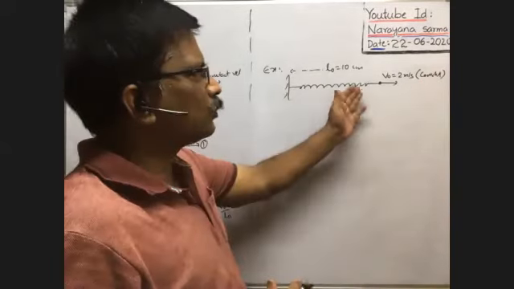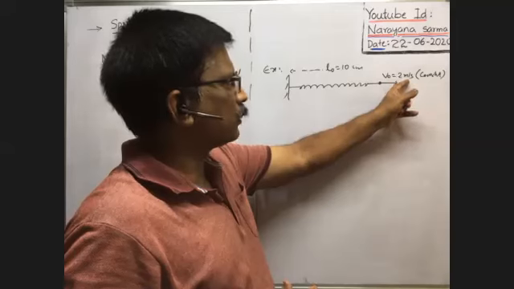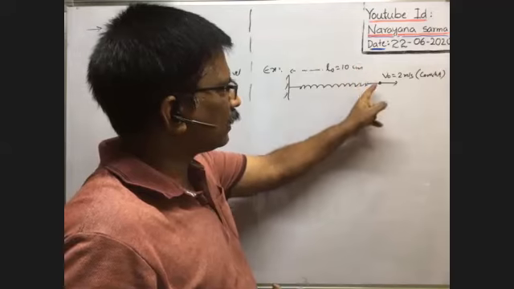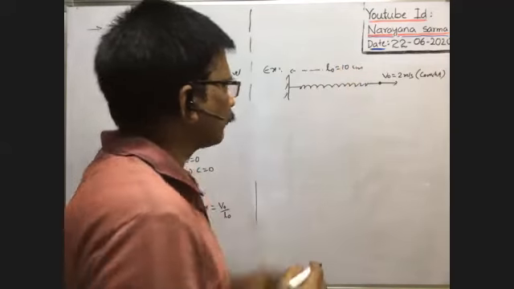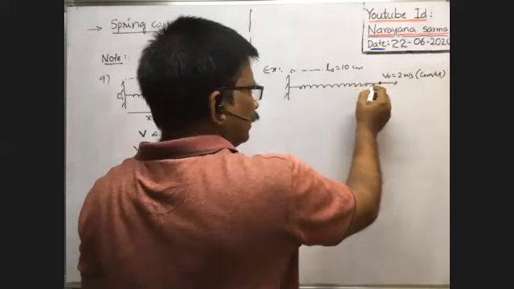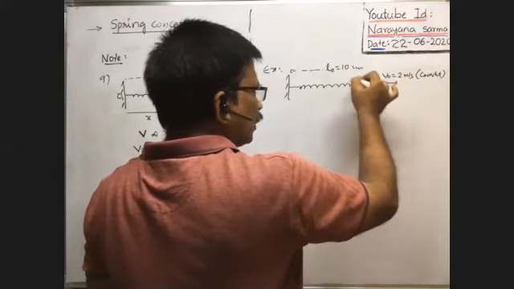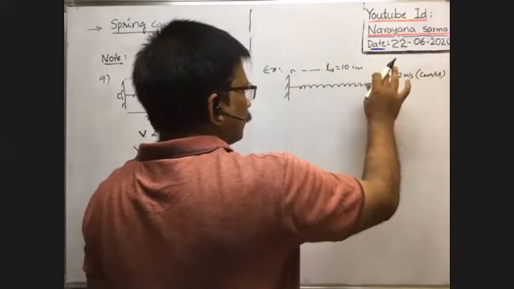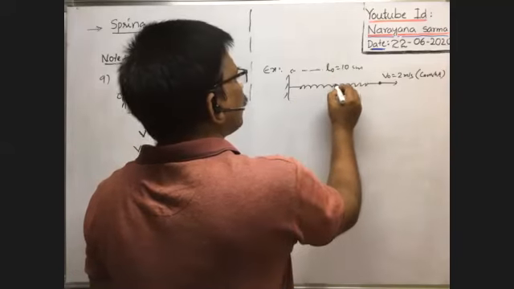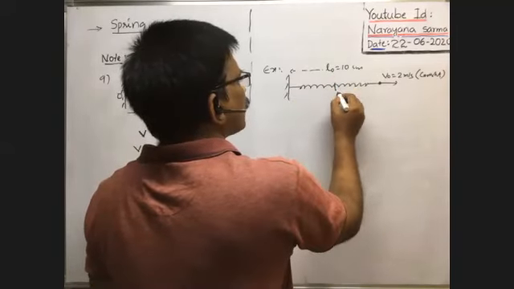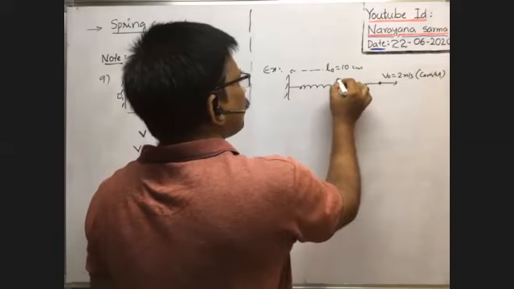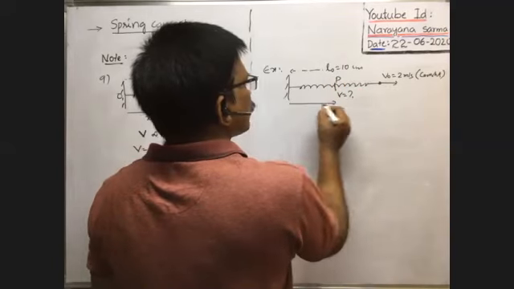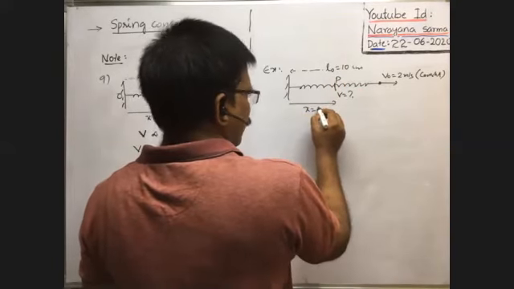The free end of the spring is pulled towards the right with a constant speed of 2 meter per second. At the instant when this point is at a distance 10 centimeter, this point is moving with a velocity V naught, and each and every turn except this point will move towards the right with a certain velocity. So I am asking, what is the velocity of the turn, or of this point P, which is at a distance x is equal to say 4 centimeter?